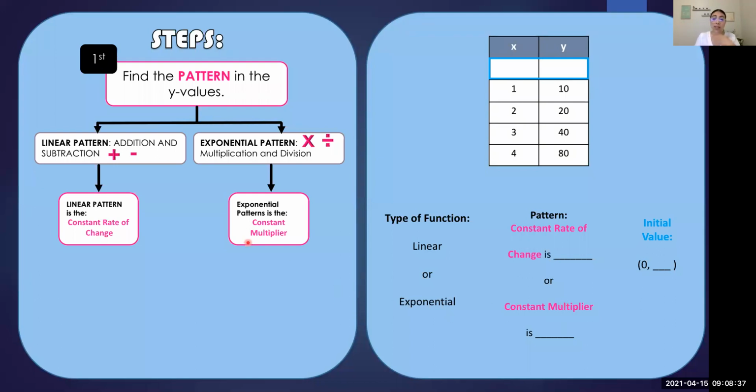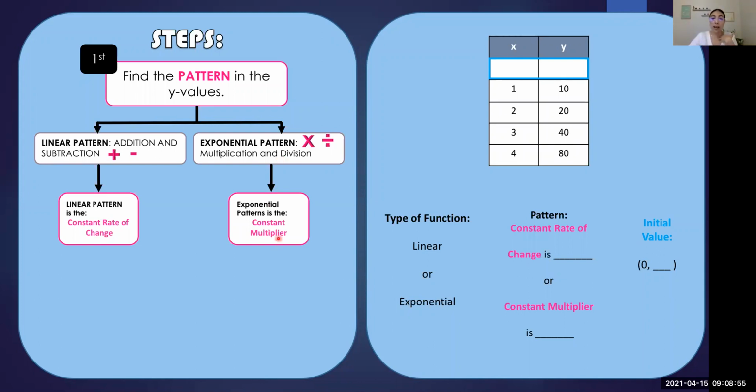All right, so that is your first step. And that first step gives you basically all of the information we need: if it's linear or exponential, and do you have a constant rate of change or a constant multiplier. Remember, the linear pattern is called a constant rate of change. The exponential pattern is called a constant multiplier.